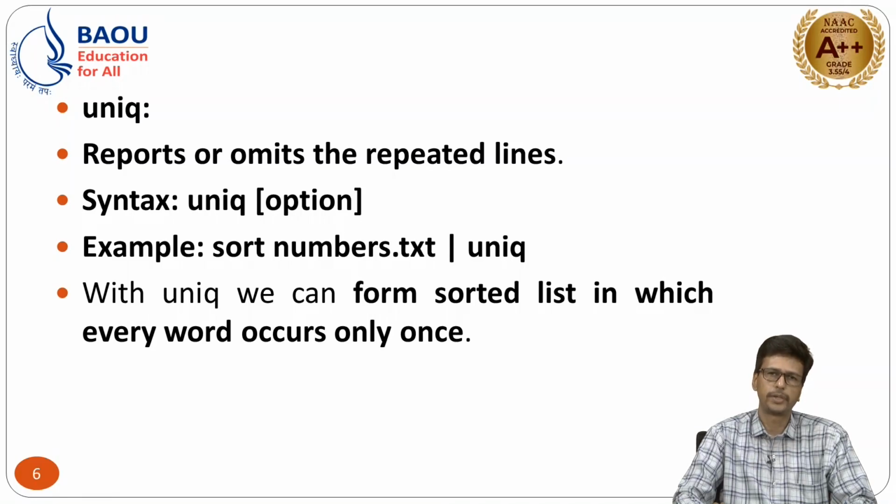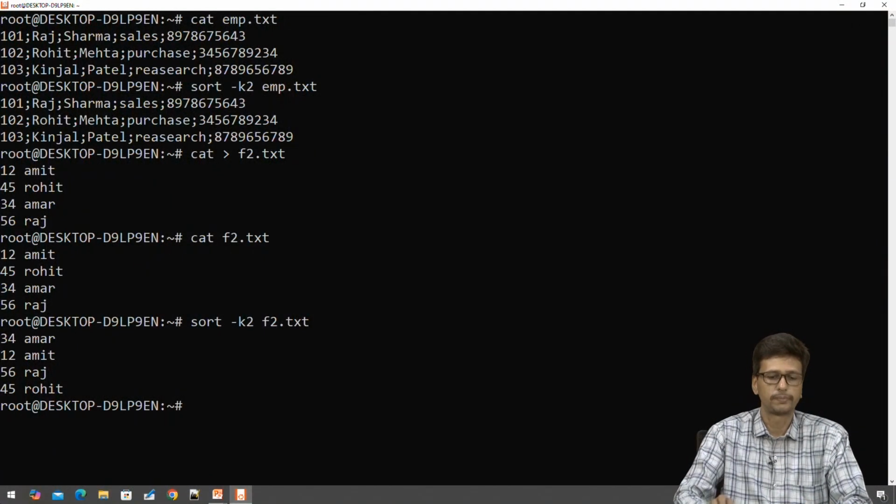You can observe here on the screen: sort numbers.txt, where numbers.txt contains some numeric data. First of all, it will be sorted with the help of the sort command, and then you apply the uniq command. So all the repeated data, repeated contents, can be removed, right? We can apply this practically also.